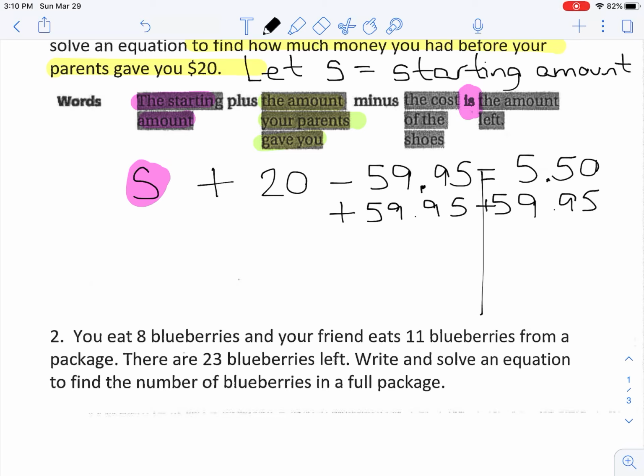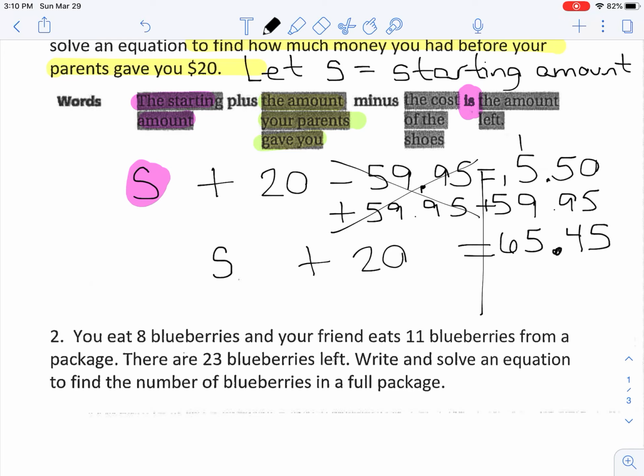So over here, I'm going to add $59.95. That's a plus. All right, so I'm going to drop my decimal down. 0 plus 5, 9 plus 5 is 14. 1 and 9 is 10, plus 5 is 15. Okay, so the negative $59.95 and the positive $59.95 cancel. So now I have the amount of money that I started with plus the $20 that my parents gave me was equal to $65.45. But we still don't have our S isolated.